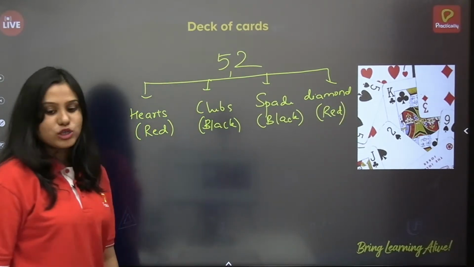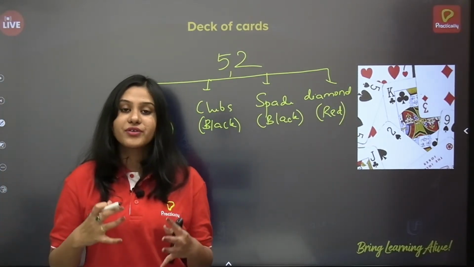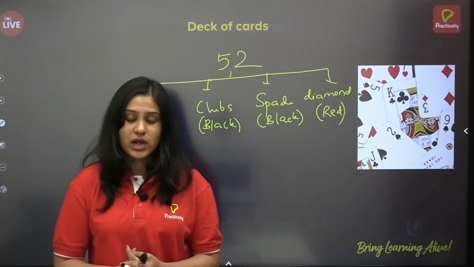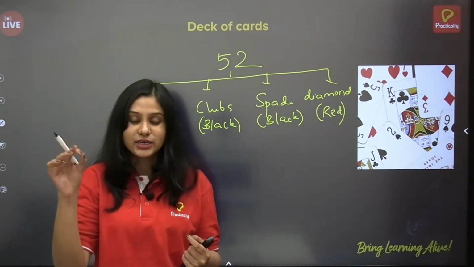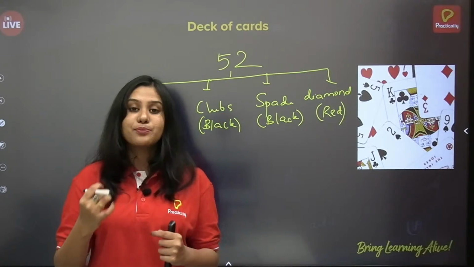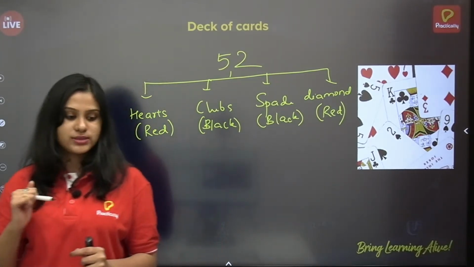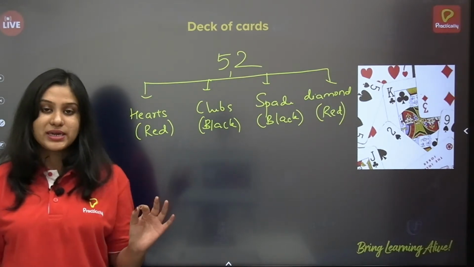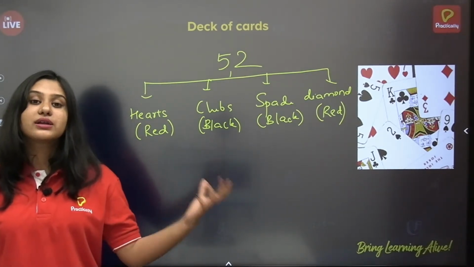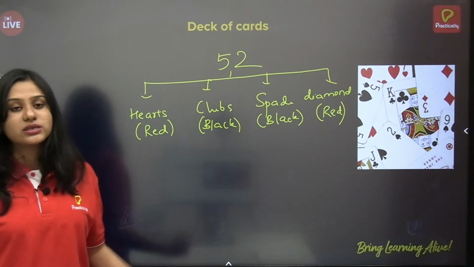Now I have a question. In a deck of 52 cards, I have picked a card randomly, okay? What is the probability that it is a red color card? Come on, answer it. What is the probability that the card I picked is a red color card? So answer it, then I'll go to the next step.